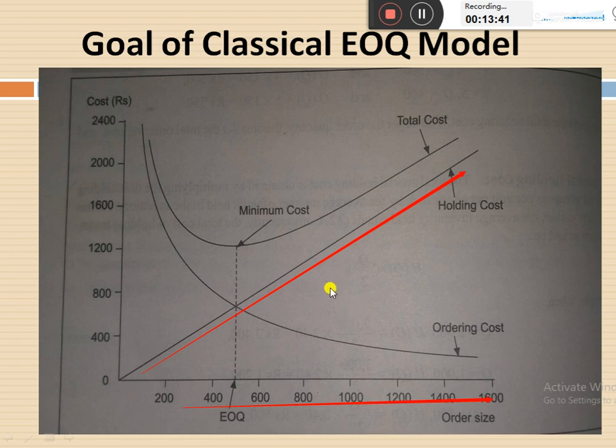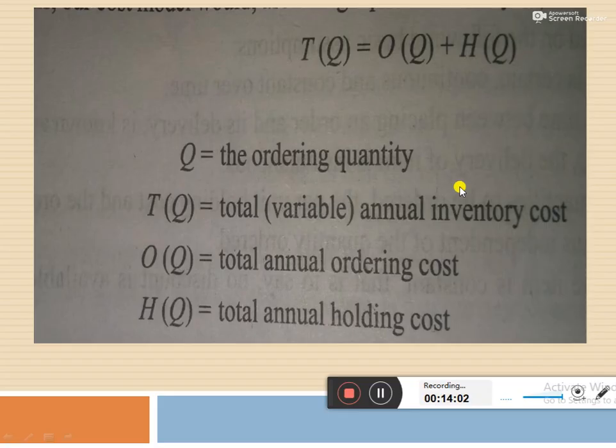But the holding cost would rise with the increase in order size, because a larger quantity of the inventories would be stored and it would result into higher holding cost for the company. So now we would focus on reducing the total annual ordering cost and total annual holding cost. And for that purpose, we need to calculate the total annual ordering cost and total annual holding cost.